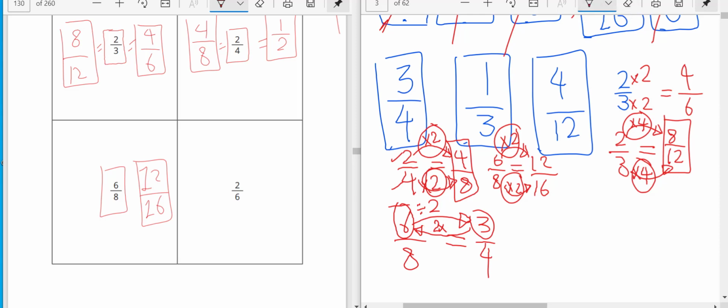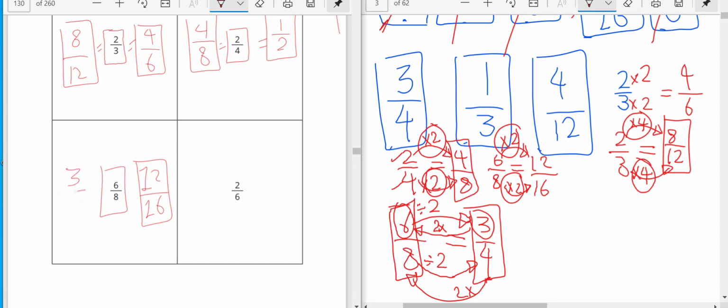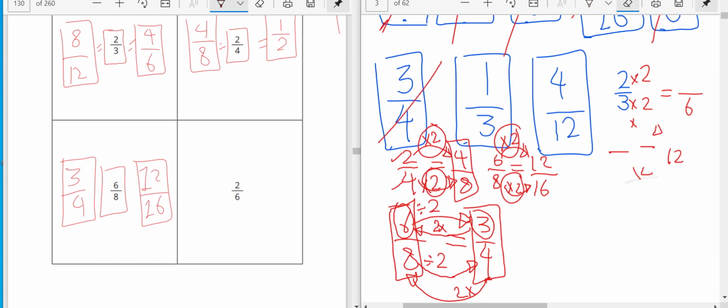8 becomes 4. So we divided by what? 8 divided by what equals 4, or 4 times what equals 8? Yes, 4 times 2, or 8 divided by 2. So 6 over 8 equals 3 over 4. Okay, cancel 3 over 4 and erase this.